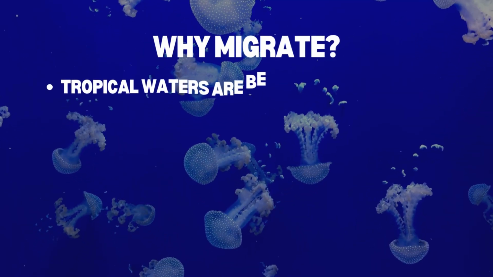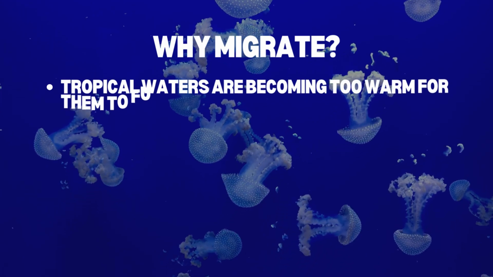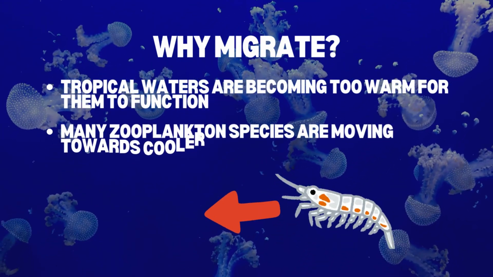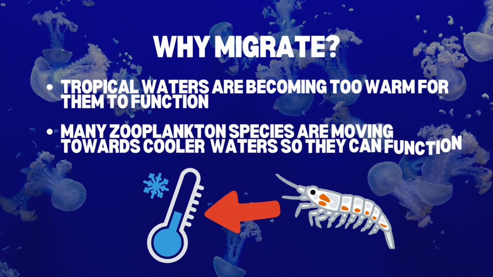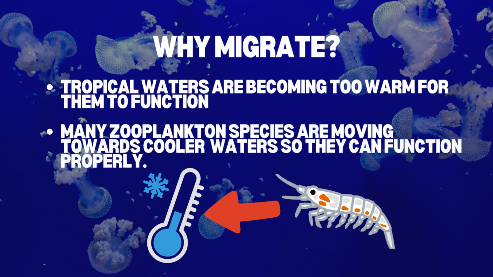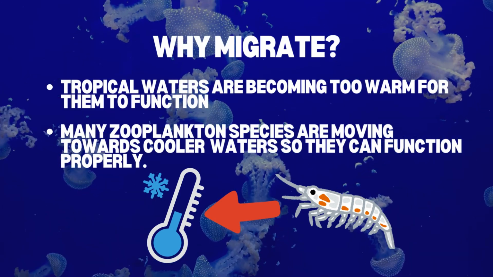This is because tropical waters are and will become too warm for these organisms' metabolic functions and reproduction systems. Therefore, this has caused zooplankton to move to mid-latitudes so they can function properly within cooler waters.